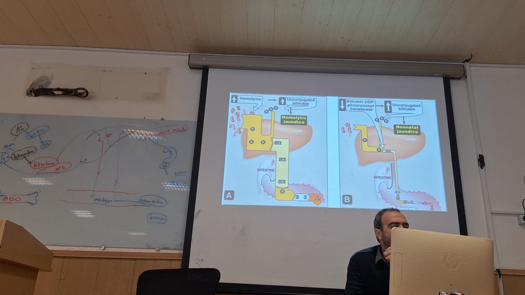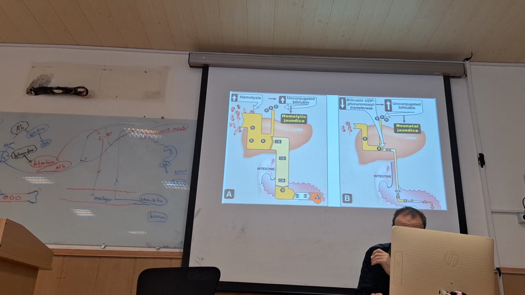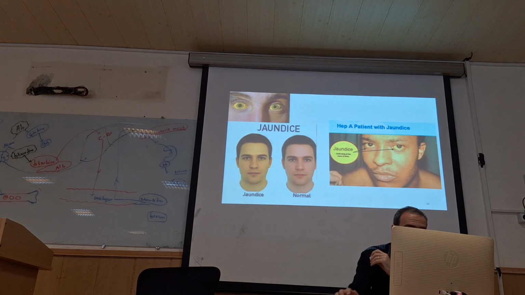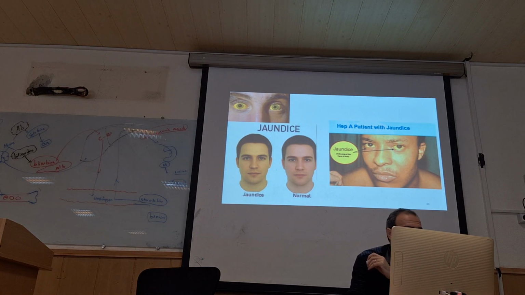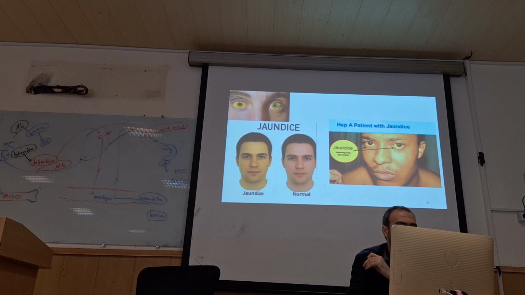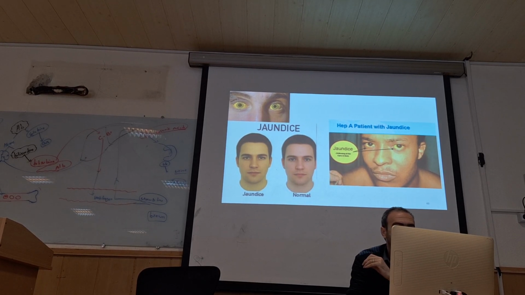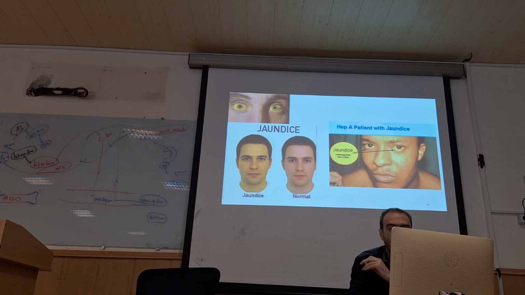So, in hemolytic jaundice or neonatal jaundice, in both of them unconjugated bilirubin is increased. If you look at the eyes, where are the eyes? Here. Completely yellow. This patient has jaundice, but after treatment, the skin color completely returned to normal. He's a patient with jaundice and also hepatitis.